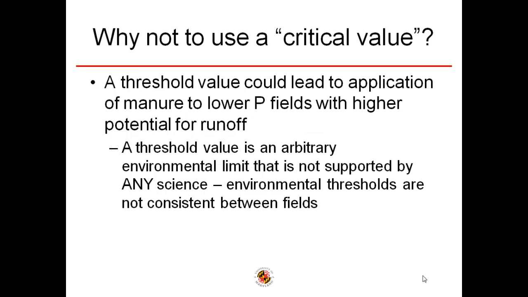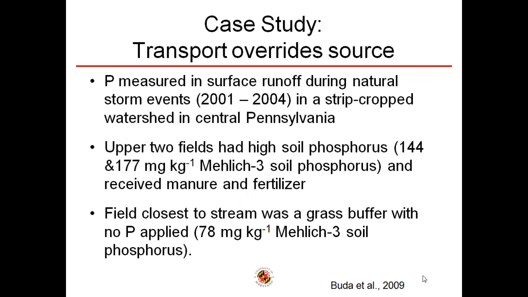A threshold value could also lead to application of manure to lower P fields, but with a higher potential for runoff. Because remember I said, it's really the transport that is the key here. So if we just said all high P fields, we're going to cut them off, there's a risk that you would then be putting manure on lower P fields with a higher transport factor, and there are some examples of this.